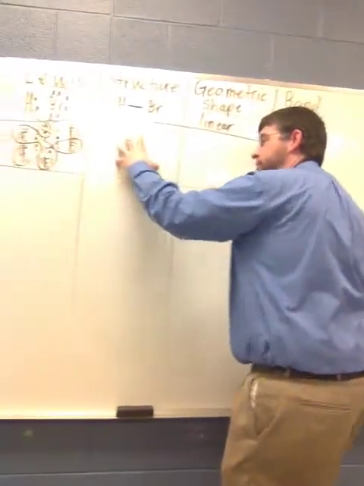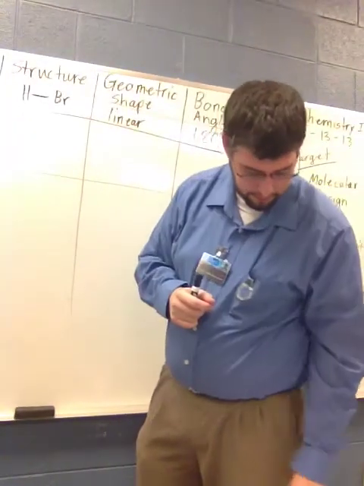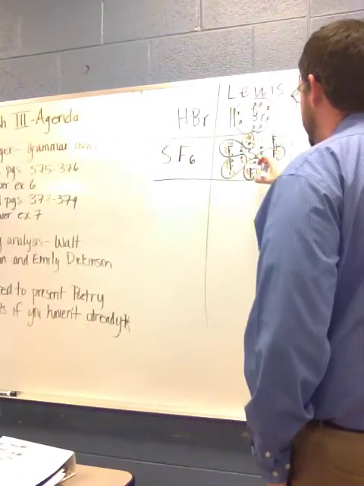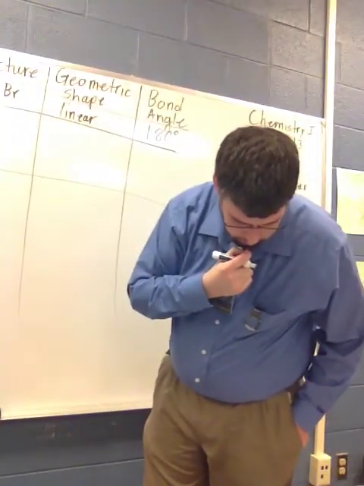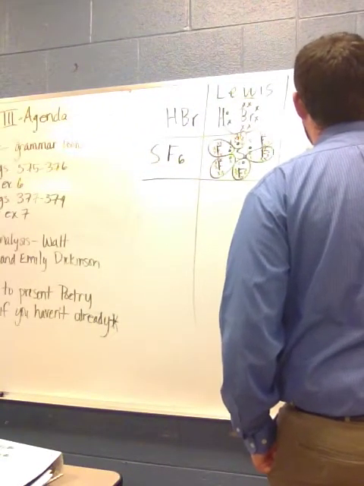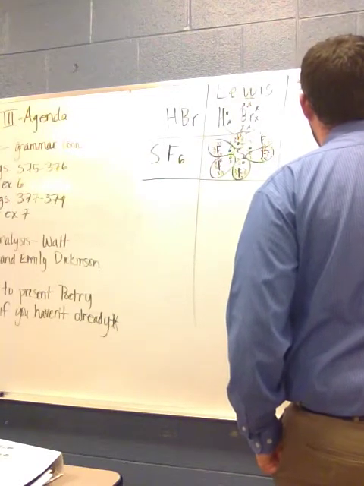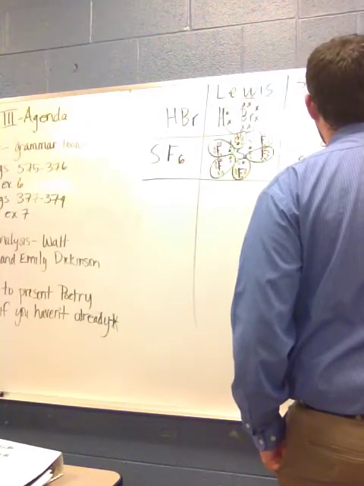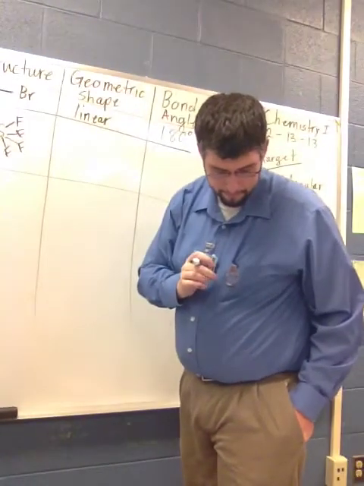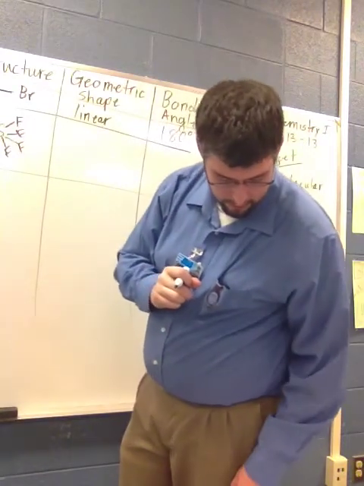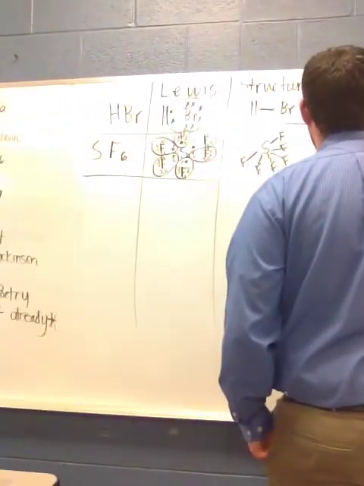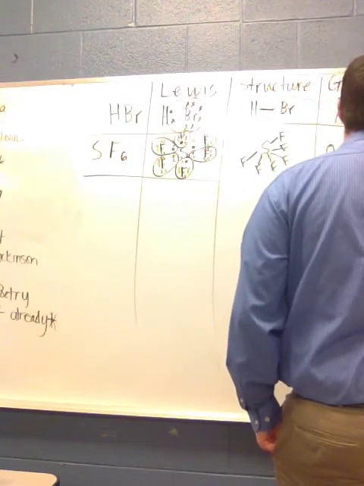Now, the structure of this one is a lot different. It is different. Right? So we've got our S here. Everything's accounted for. So we've got F, F, F, F, F, 1, 2, 3, 4, 5, 6. Just like that. That ain't linear. No, it's not. In fact, it's not even a tetra. It's an octahedral. Octahedral.